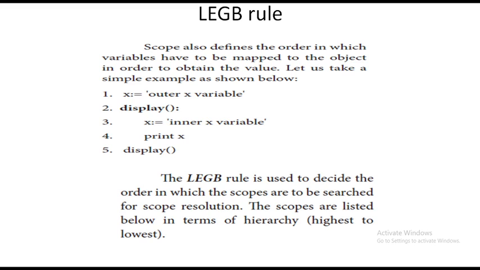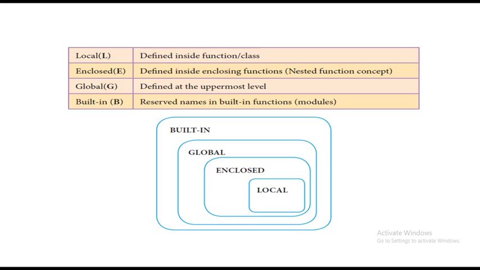The LEGB rule is used to decide the order in which scopes are to be searched for scope resolution. With the help of the LEGB rule, we can decide which one has to be executed first. That is the main use of the LEGB rule. LEGB stands for local, enclosed, global and built-in scope. And finally, there are 4 different types of scopes.